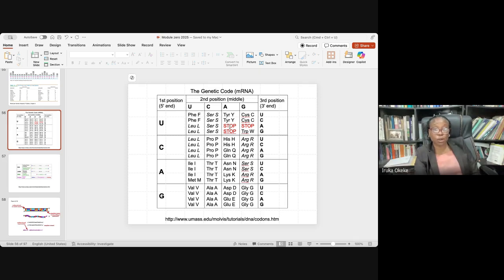Now, if you talk about the second position, I have one chance with the second position if my second position is an A. If I change it from UAG to UGA, I still have a stop. So I still have a chance with the second position to get a stop. With the first position, any change, I lose a stop. And with the third position, I have multiple chances.